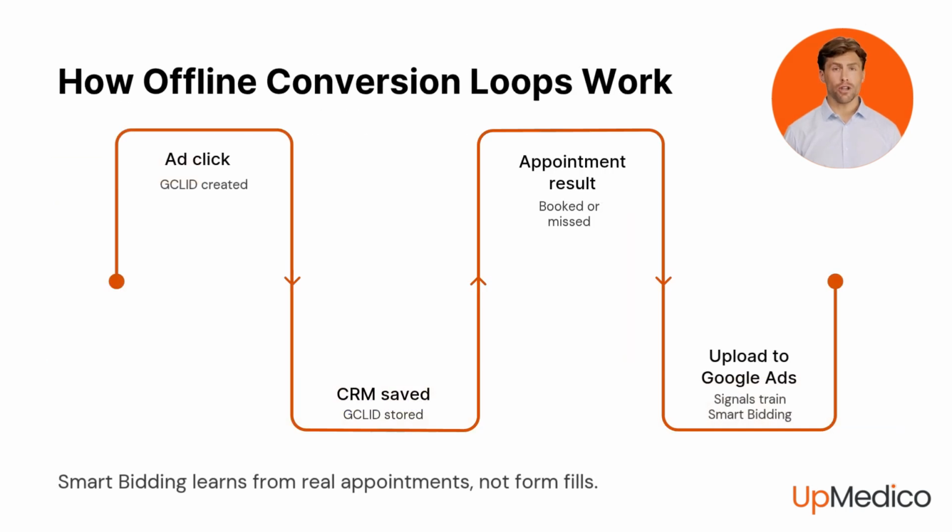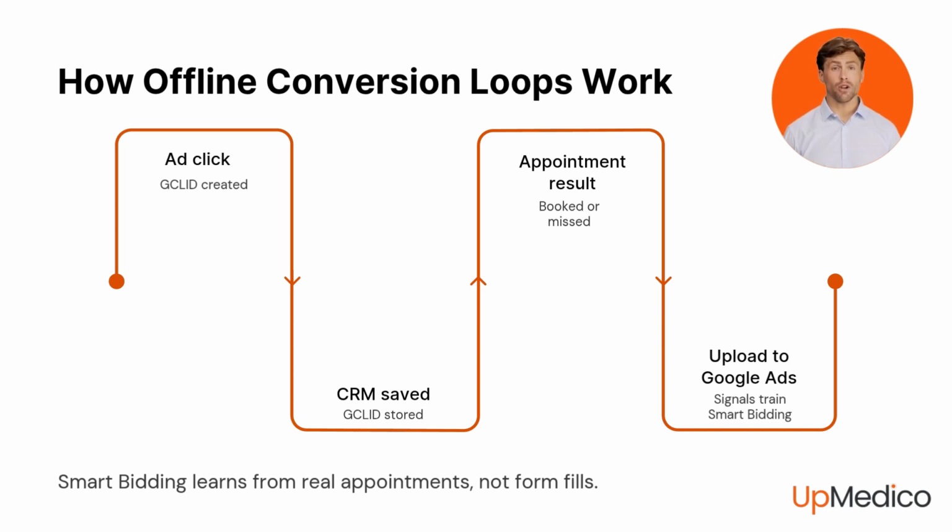Here is what offline conversion tracking actually does. When a patient clicks your Google ad, Google appends a unique GCLID to the landing page URL. A hidden form field captures that ID alongside the patient's inquiry record in your practice management system, Clinico, Pabao, or whichever CRM you use. Then, when that patient attends, deposits, or converts, the outcome is recorded against their GCLID.